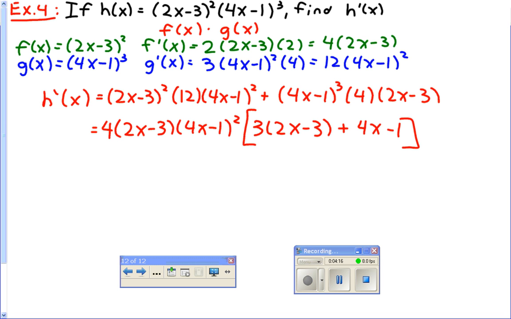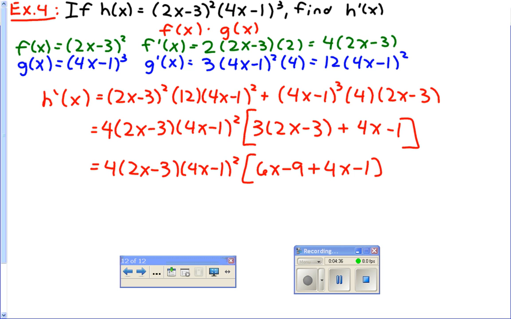Austin, I'm not done. What do I still have to do? Bring the brackets together. So you're going to have 6x minus 9 plus 4x minus 1, and then simplify that. That turns into 4 bracket 2x minus 3, 4x minus 1 squared, 10x minus 10. Okay, Dakota. I look at that and there's one thing glaring at me that I should still do. What is it? You can factor out a 10 from the 10x. You certainly can and you should.